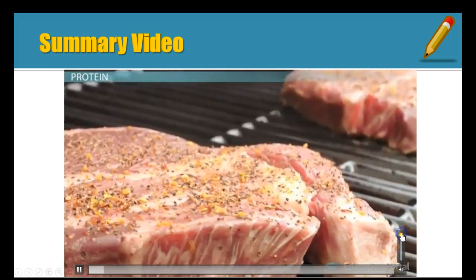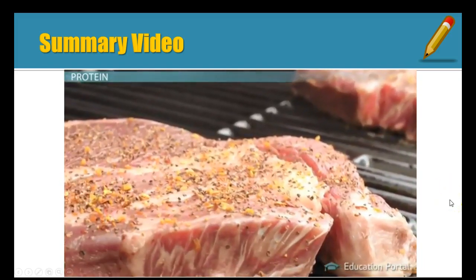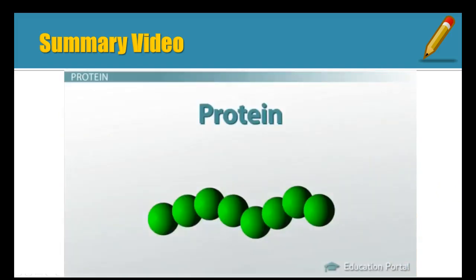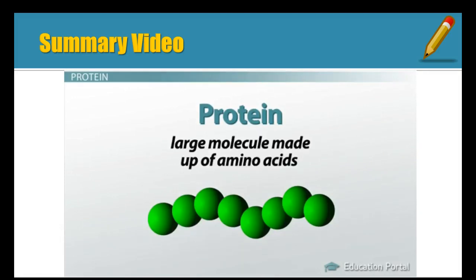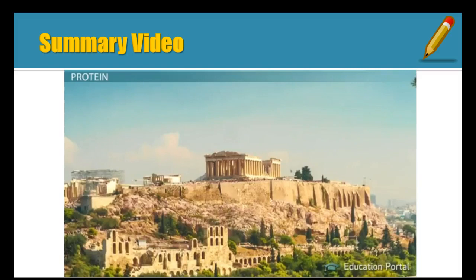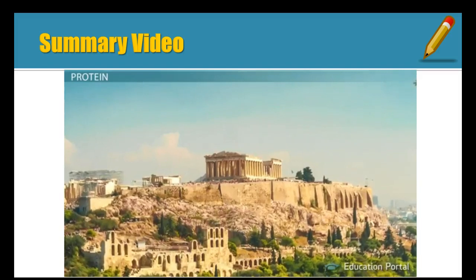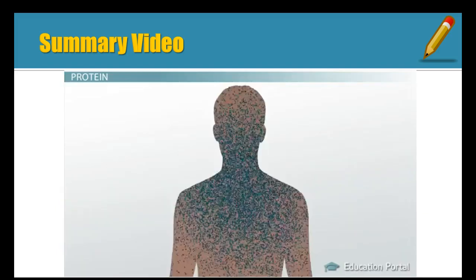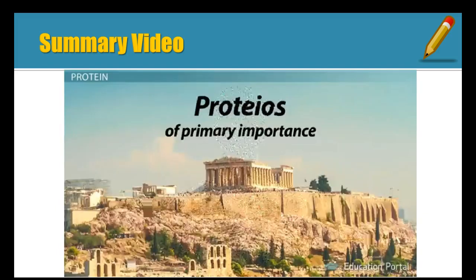Is found in all animal products, and it's essential to your life because it's part of every cell in your body. The importance of this nutrient, which is really just a large molecule made up of amino acids, has been known for a long time. In fact, the word protein comes from the Greek word proteos, which means of primary importance. In this lesson, we will learn about protein and how it functions in the body.